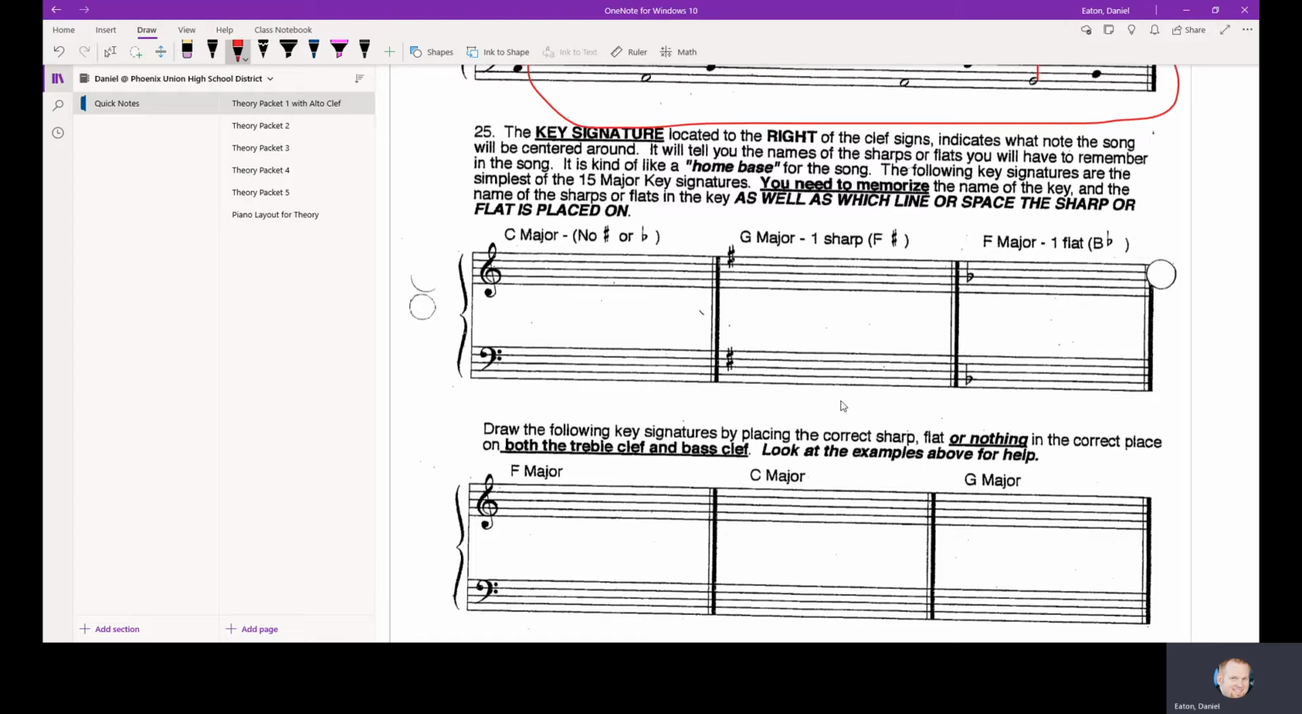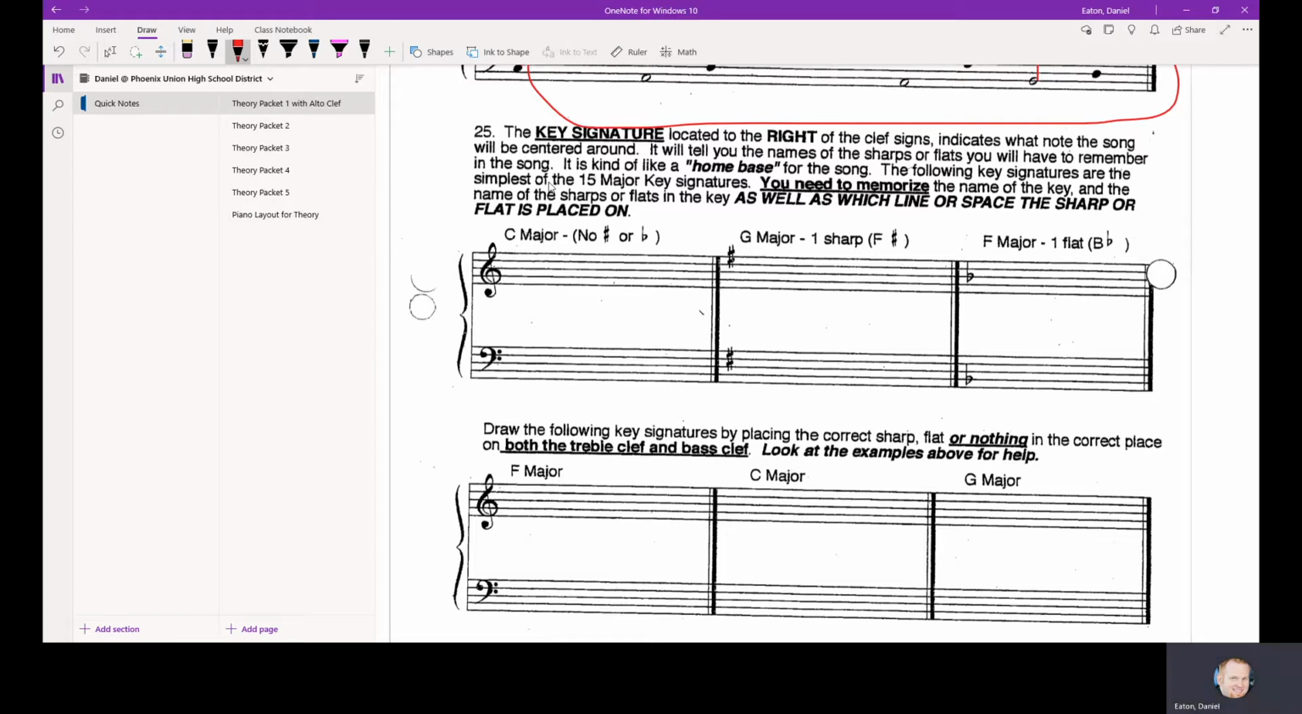If somebody's playing in E flat major and somebody's playing in D major and somebody's playing in A flat major all at the same time, and they're all trying to play the same thing, it's going to sound horrible. So again, a key signature is the collection of notes that this song is going to be centered around. It will tell you the names of the sharps and the flats you will have to remember in the song. It's kind of like a home base for the song. That's a good analogy.